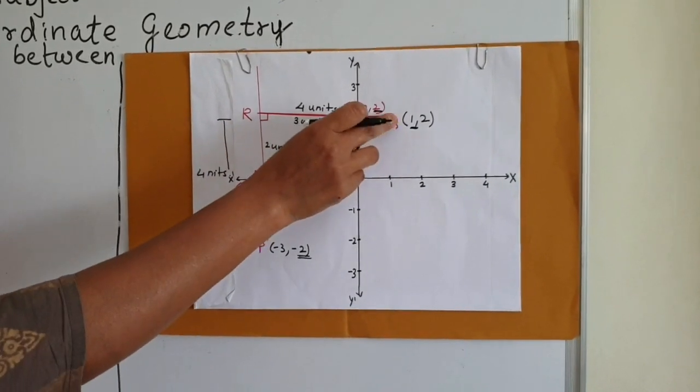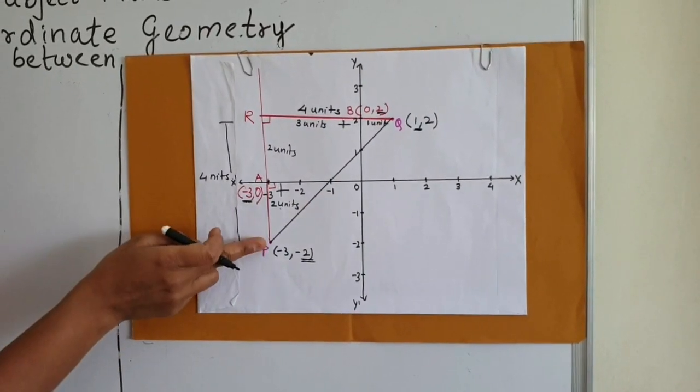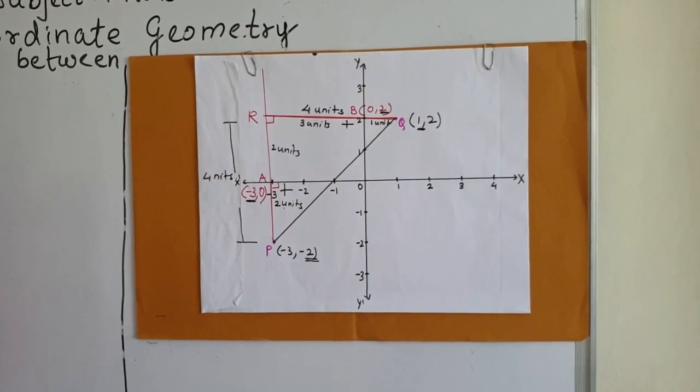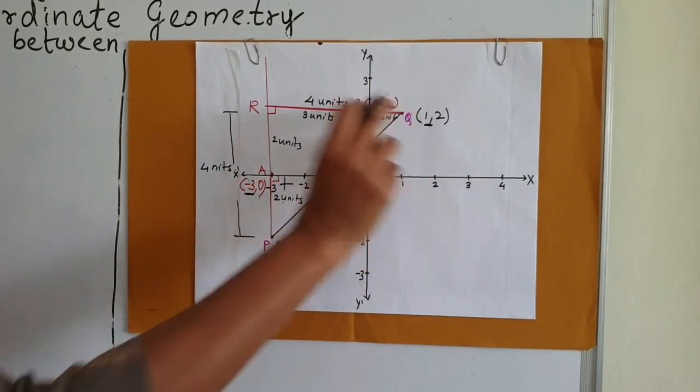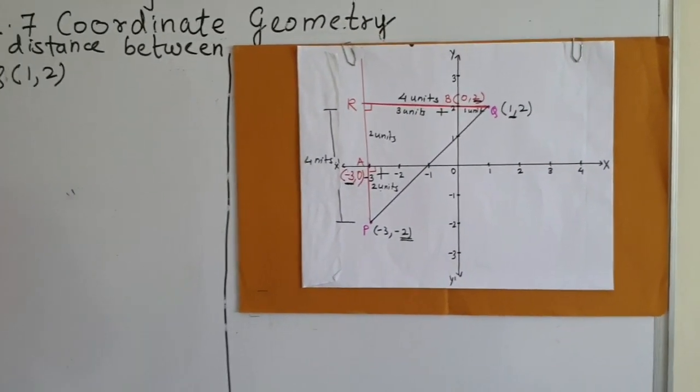So here we get QR 4 units and PR 4 units. Now we can use this in Pythagoras theorem to find the distance between PQ. So let's write it here.